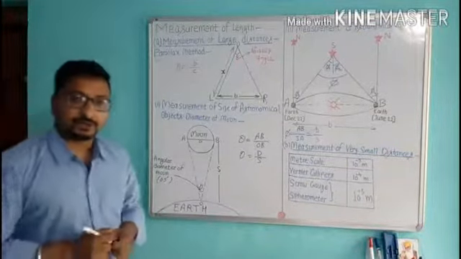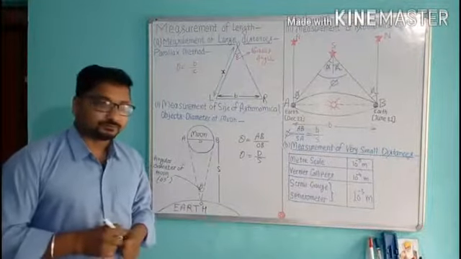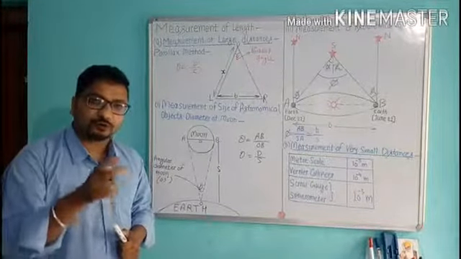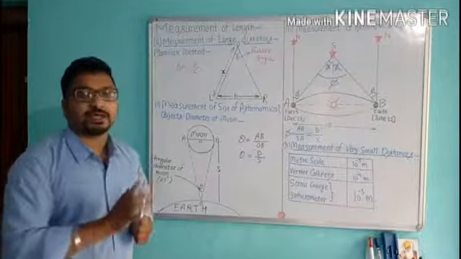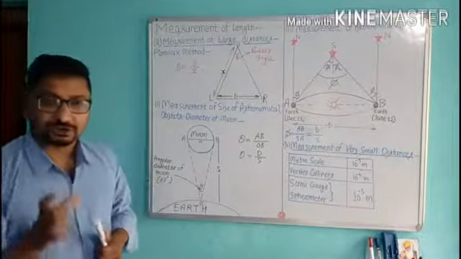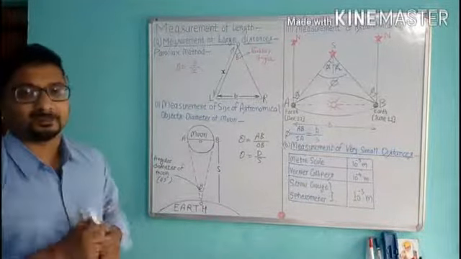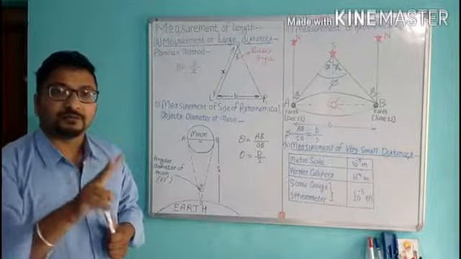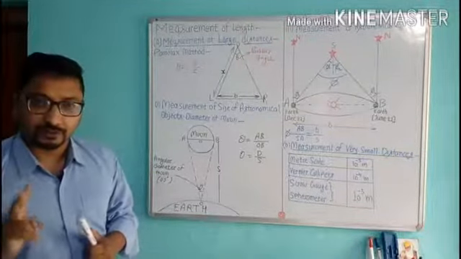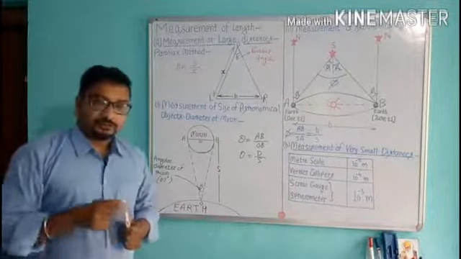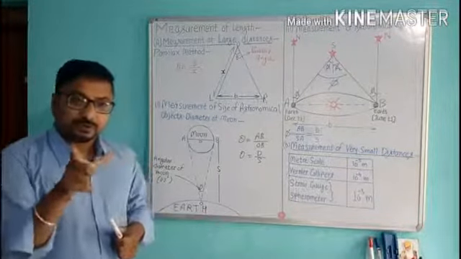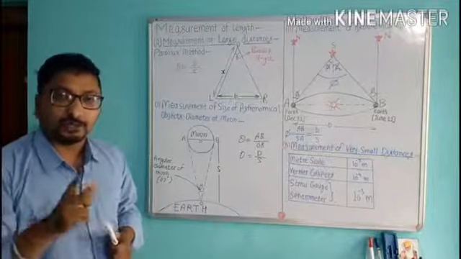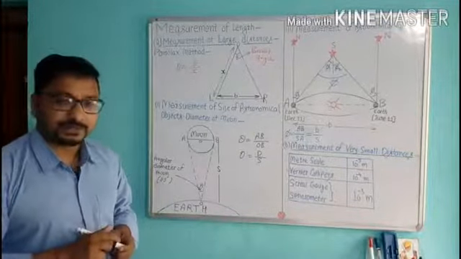method. In parallax method, there is a change in position of an object with respect to the background when we see the object from two different positions. The distance between the two different positions is called basis.